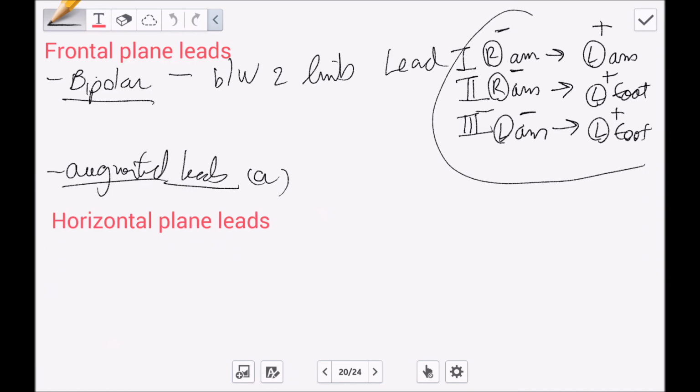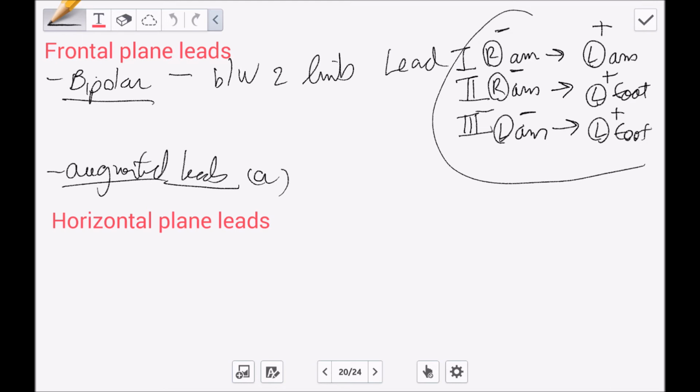Same idea for this one. Lead 2 goes from the right arm to the left foot. So right arm has to be negative and goes down to the left foot, which is positive, right? Electricity flows from minus to plus. And same idea applies for lead 3. Negative left arm, positive left foot.